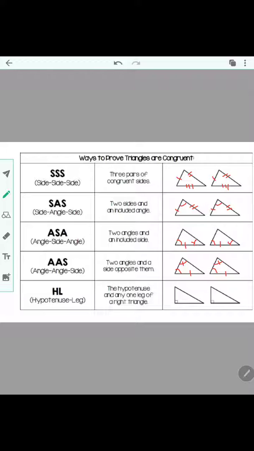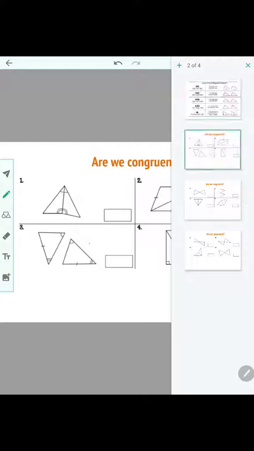Hypotenuse leg is, first of all, for right triangles only, so that we have a hypotenuse congruent, and then one leg. We're going to use these 5 theorems to decide if the following triangles are congruent.